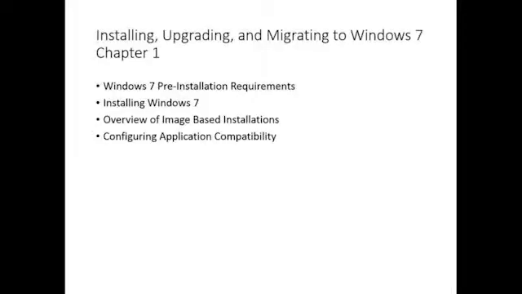In this chapter, we're going to look at installing, upgrading, and migrating to the Windows 7 operating system. We're going to start by just looking at some of the basics about Windows 7, some of the pre-installation requirements, the things that you need to think about before you go to install the OS. That's going to include hardware requirements.